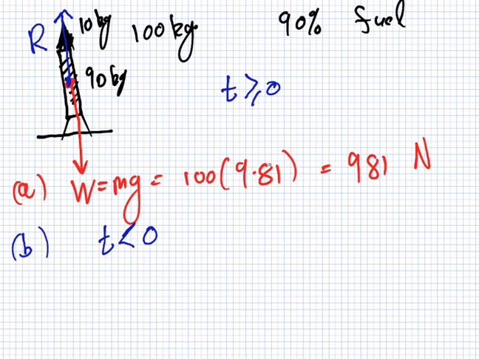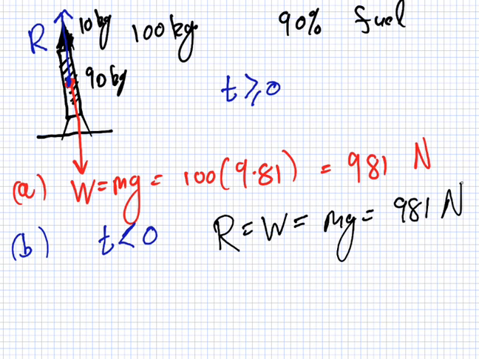So if it's not moving, what can I say about the reaction force that's going up? It's the same as the weight. Thank you, Grace. It's the same as the weight. And what does the weight equal? And what is mg here? 981 newtons. So we have the reaction force is 981 newtons. Okay? Right.